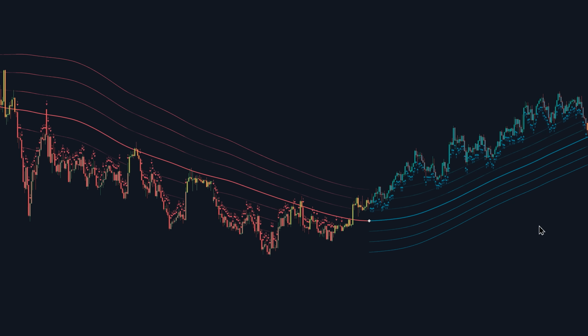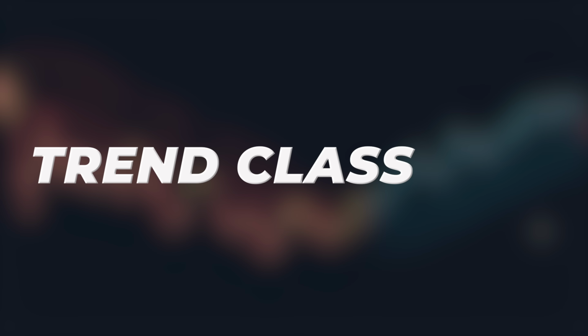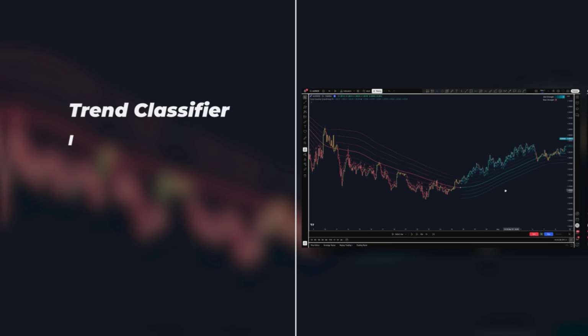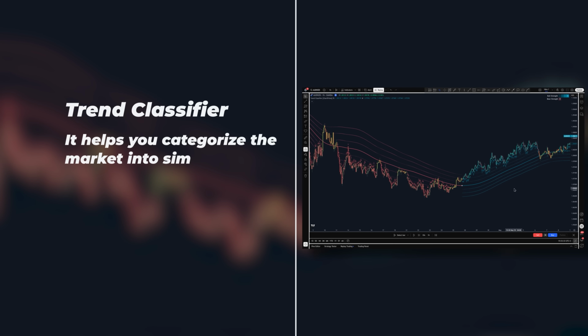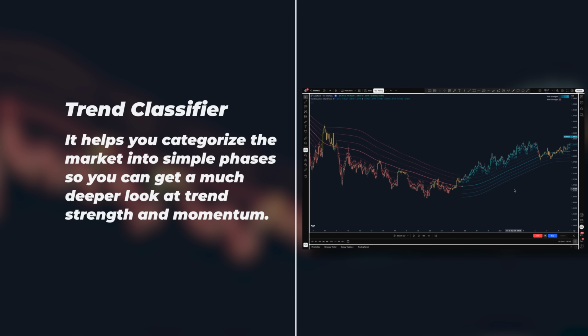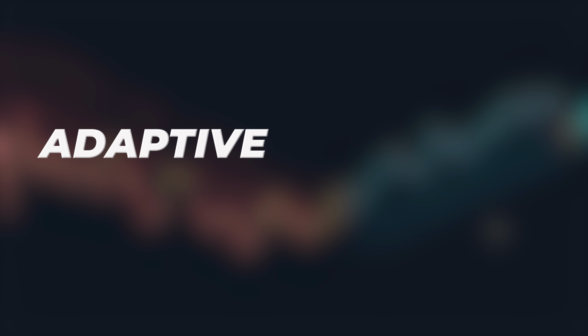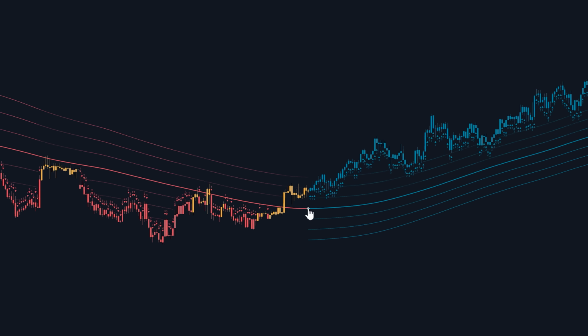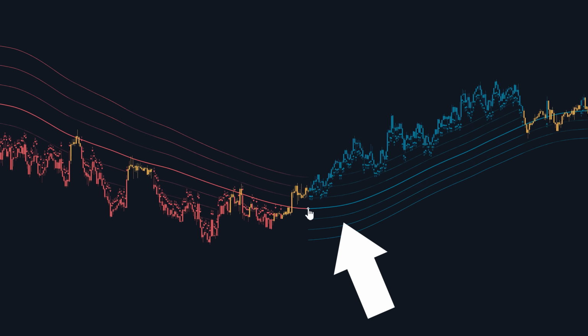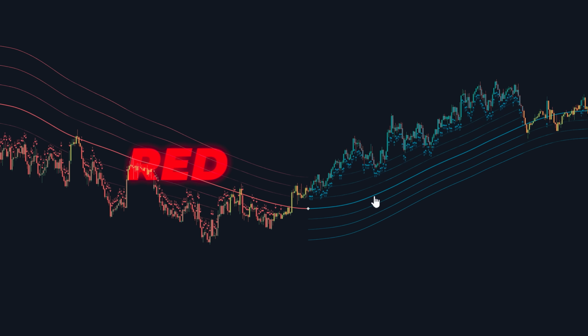Ladies and gentlemen, this is the all-powerful Trend Classifier. It's a tool that does more than just show you the direction. It helps you categorize the market into simple phases so you can get a much deeper look at trend strength and momentum. It uses a special adaptive smoothing method to give you a really clear visual breakdown of what the market's doing. So the first thing you'll notice are these blue and red bands on the chart.